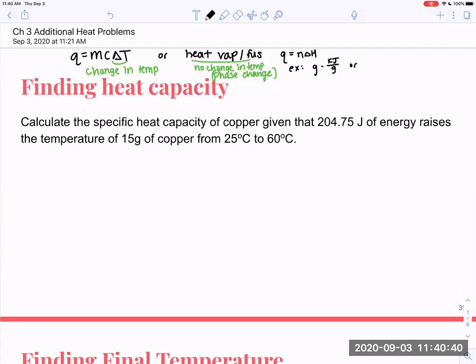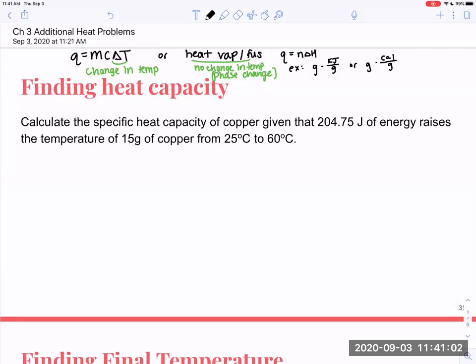Or it would be grams times calories per gram or something. It just depends on what units you're given for the heat of vaporization or the heat of fusion, and what units you're given for the mass or amount, n being the amount of a substance. So these are the two main ways we would find Q, which is our heat exchange.